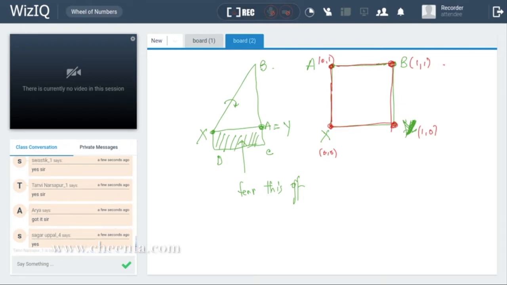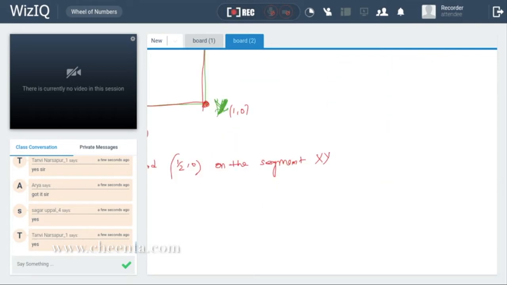Okay. Now, just by folding the paper, find half comma 0 on the segment XY. How would you do that? Just by folding the paper, how can you find out half comma 0 on XY?